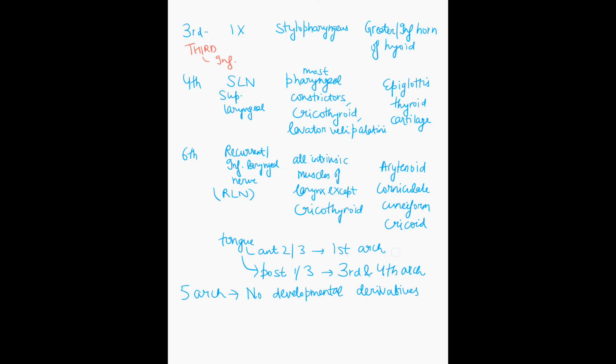Then what is the nerve of the third arch? Ninth nerve. First arch, the fifth nerve was there. Then second arch, it was the seventh nerve. And the third arch, it is the ninth nerve. And what is the muscle?